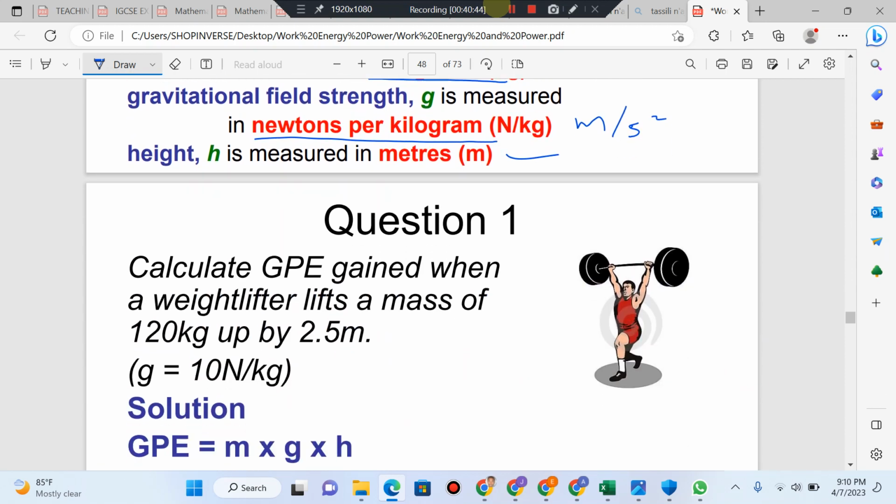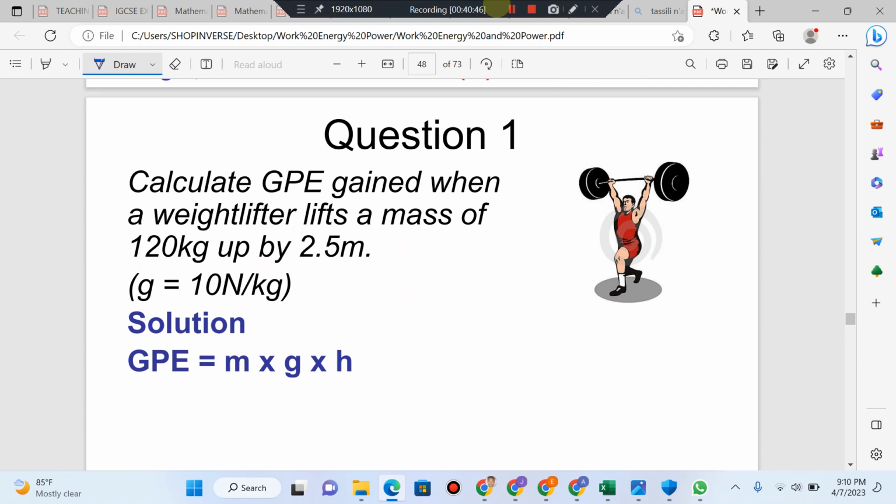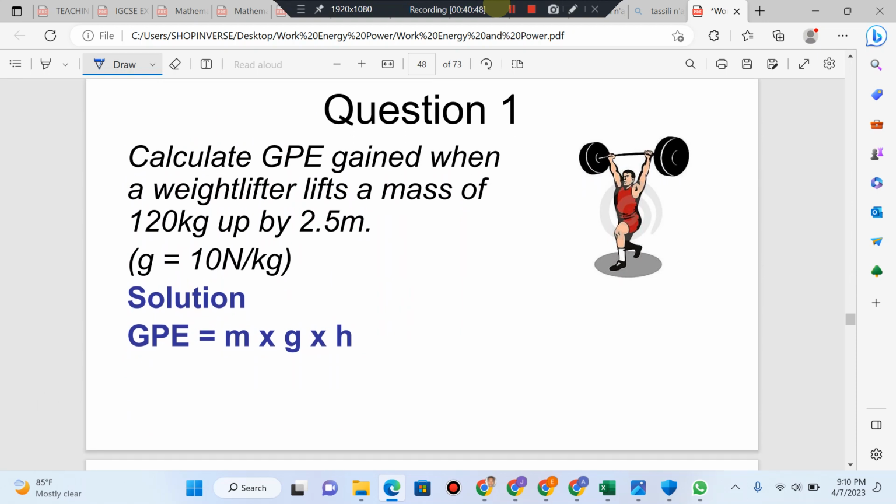Those are the two SI units of G, okay? And H is your height in meters. Good. So now this is a question for you. I'm sure you can solve this now after going through all of that. You just solve and solve and solve. Calculate gravitational potential energy gain when a weightlifter lifts a mass of 120 kilogram up by 2.5 meters.